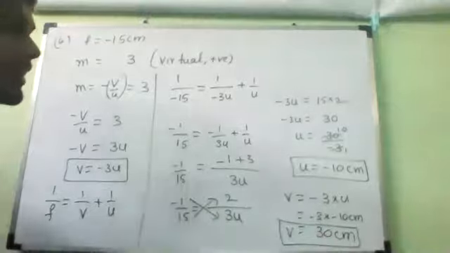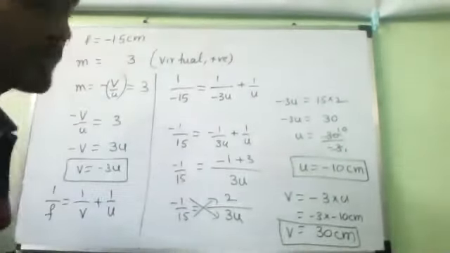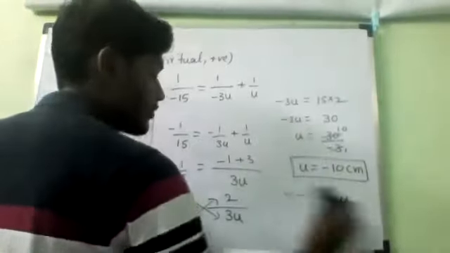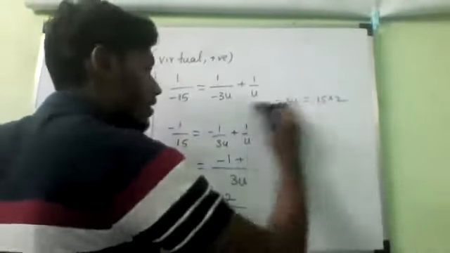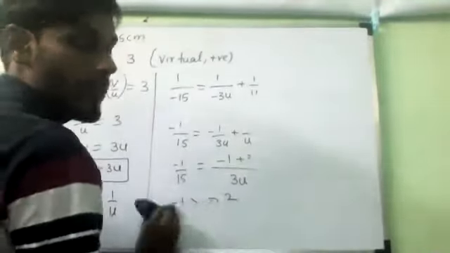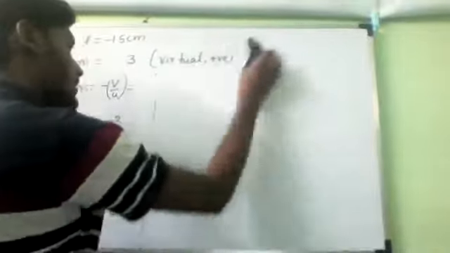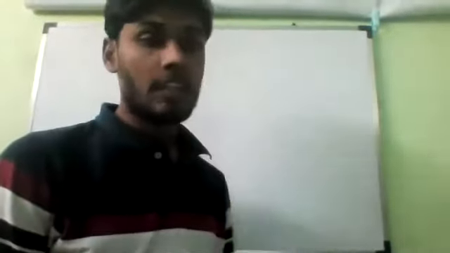So the final statement you should write for this question: the object should be placed 10 centimeter from the concave mirror. This statement always carries marks. Without the statement, I will deduct half a mark. Everybody will lose half a mark for the statement. That is what you should remember. Do you understand or not? Yes, sir.